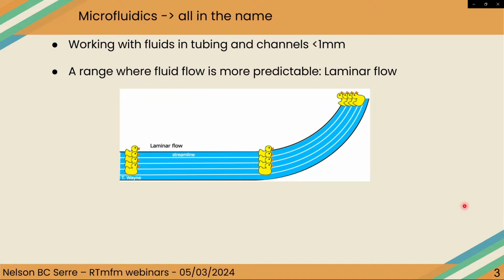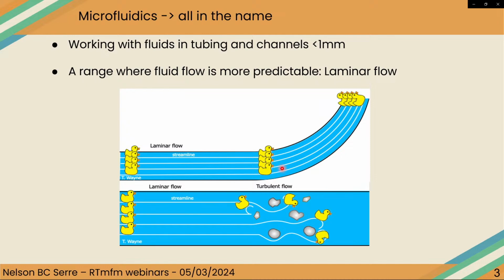And so microfluidics is basically just working with fluids in tubing and channels that are less than a millimeter, so in the micrometer range. It's a range where fluids are a little bit more predictable because you can have something called laminar flow happening. Fancy name, but basically if you have particles, or here we have ducts in this example, flowing into a channel, with laminar flow they will flow along the side of each other without mixing. And if you increase the size of this channel or tubing, you might get something called turbulent flow, where things start to mix and be a little bit more chaotic, less predictable.